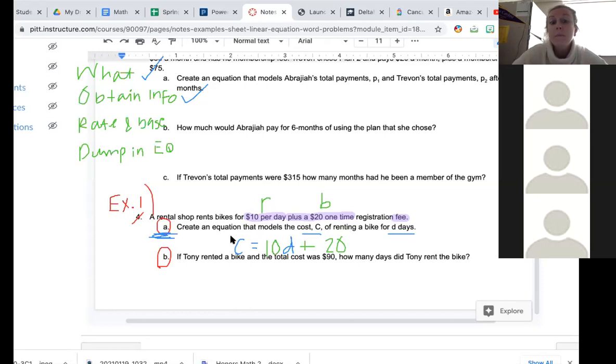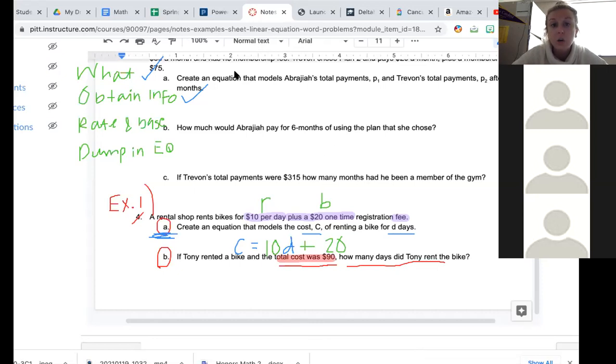Now I want y'all to look at part B. That's a whole new problem. So I'm gonna read the question. If Tony rents a bike and the total cost, I'm gonna underline this, the total cost is $90, how many days did he rent it for? What did they give us? What did they tell us? What does the number say? $90 is total. Total cost is $90.